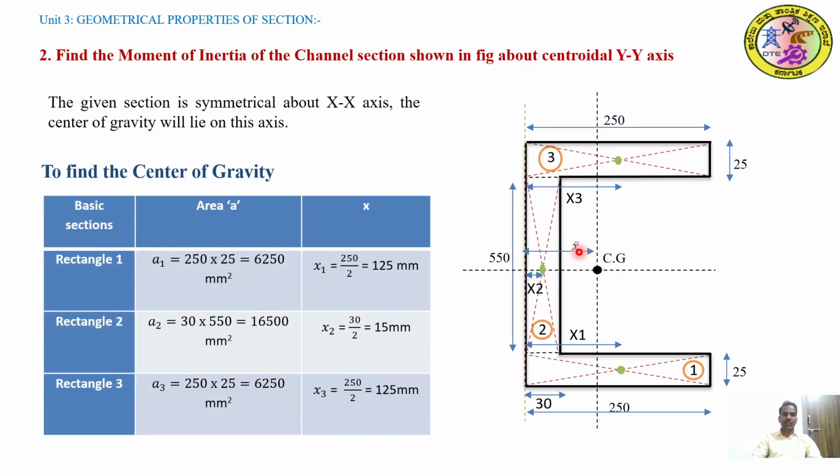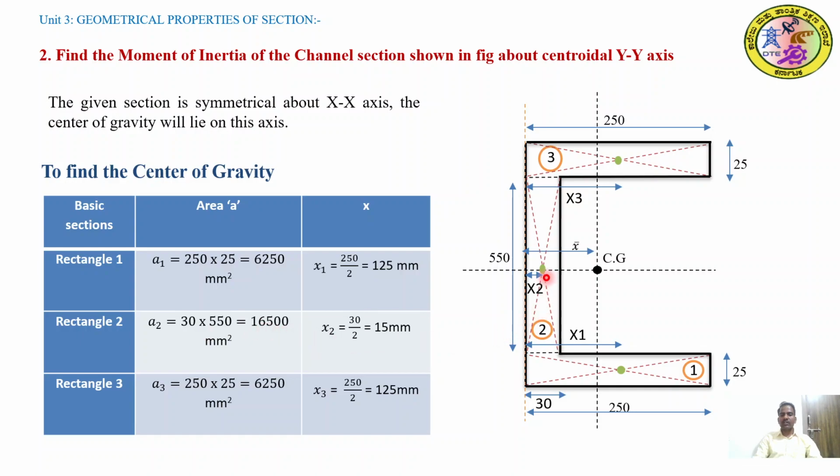So let's find the value of x bar by each rectangle. If you consider the first rectangle, the area of the first rectangle is 250 by 25, that is 6250 millimeter square. The centroidal distance x1, with respect to the y axis, is 250 divided by 2, that is 125 millimeter. And in the second rectangle, the dimension is 30 by 550, that is 16,500 millimeter square.